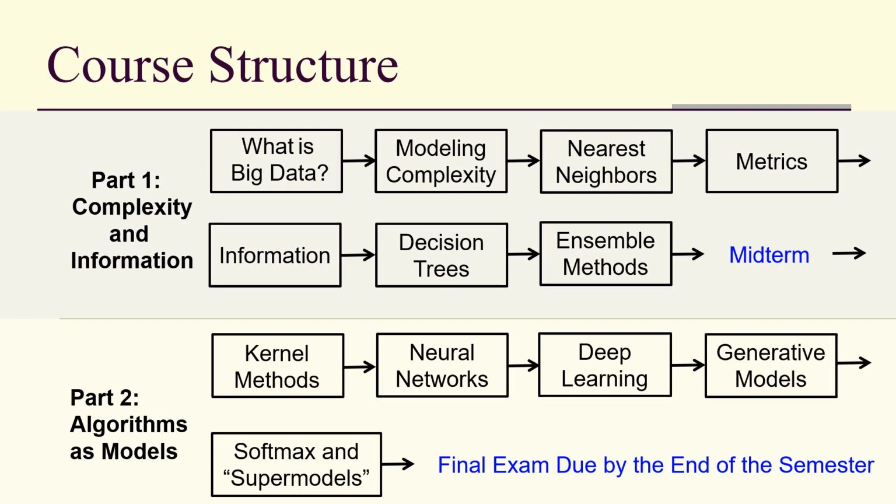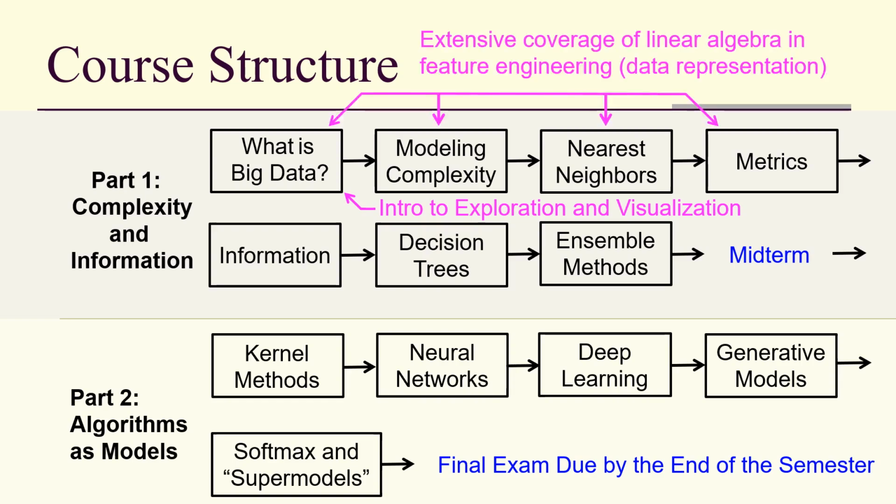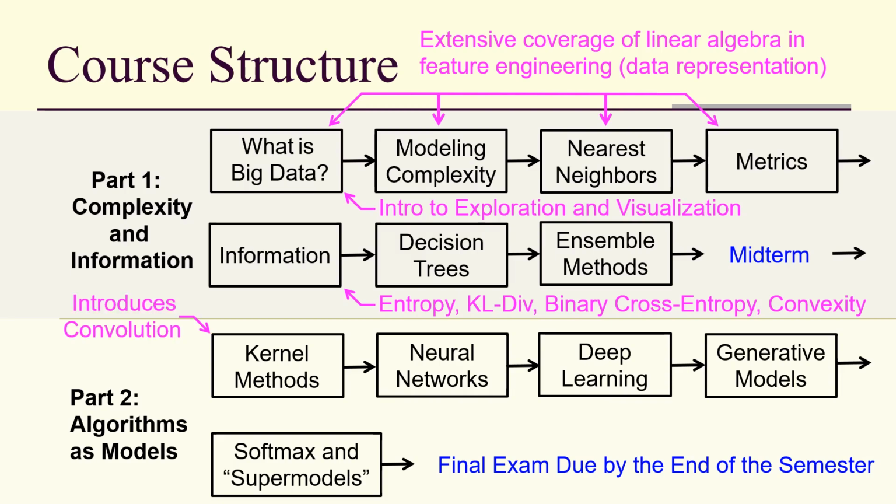So we have two distinct parts to our course. We'll be introducing exploration and visualization right off the bat. We'll have extensive coverage of linear algebra as it's used in feature engineering and data representation. We'll be looking at entropy, KL divergence, binary cross entropy, convexity. These are all important concepts in information theory. We'll be looking at convolutional neural networks, and we'll be looking at transformers when we do generative AI.